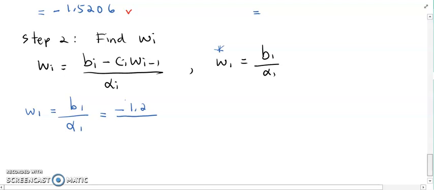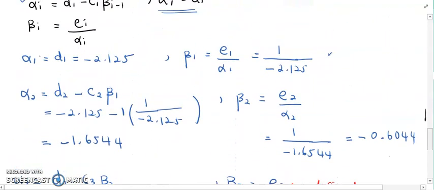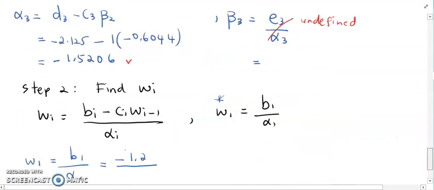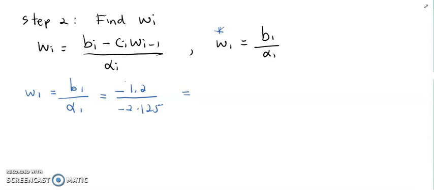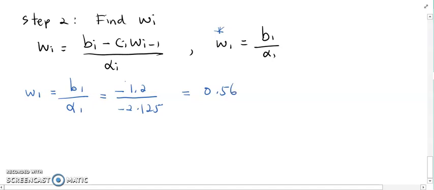So alpha 1 is what? Alpha 1 is this value, negative 2.125. Simplifying this value using a calculator, the W1 value is 0.5647.